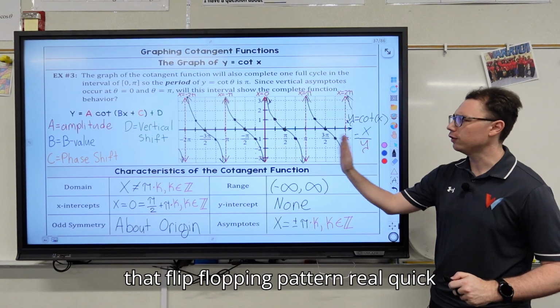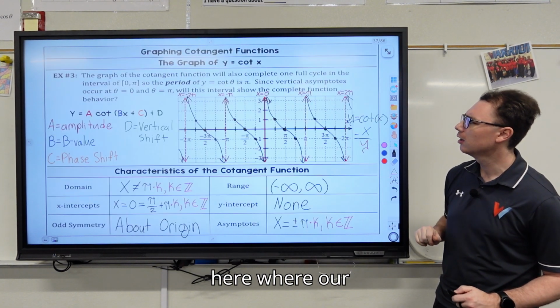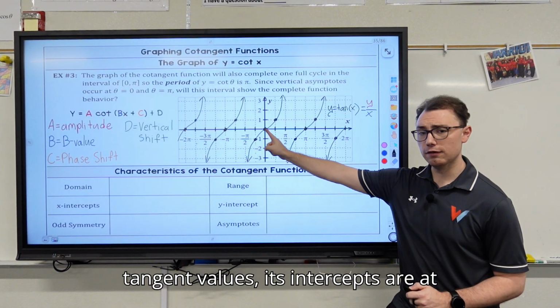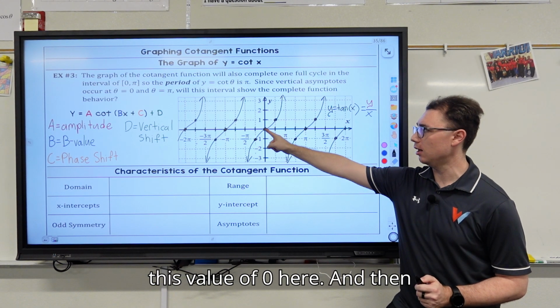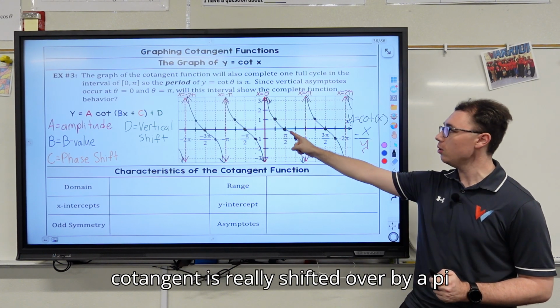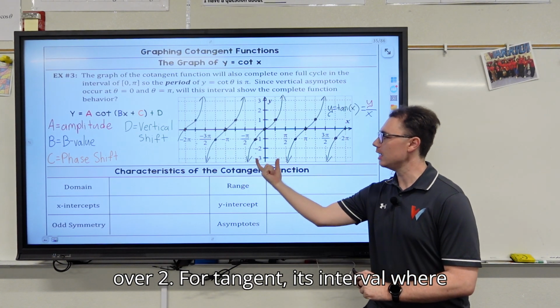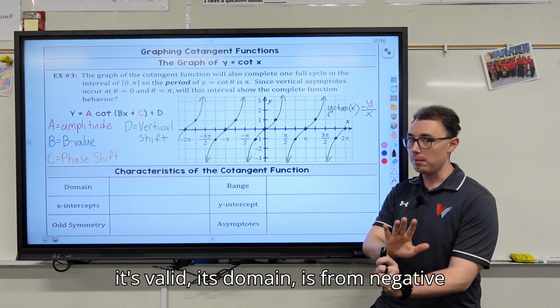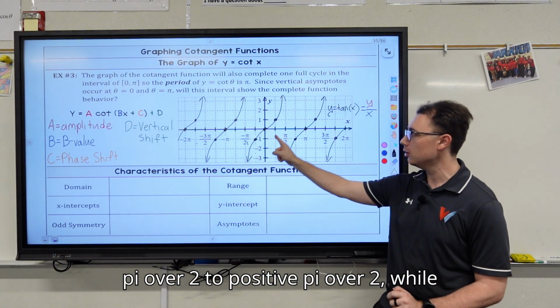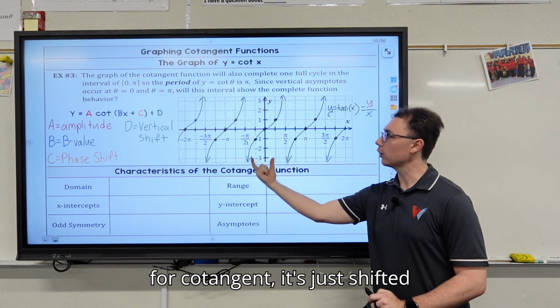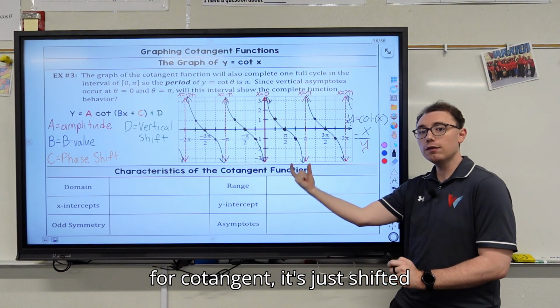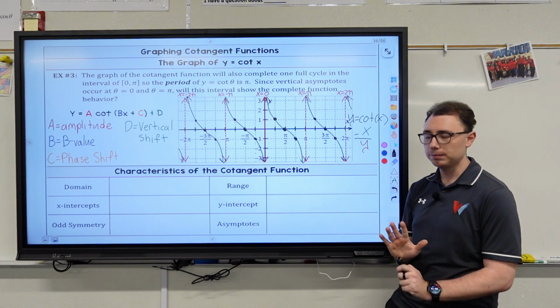We can go back to that flip-flopping pattern real quick here, where our tangent values, its intercepts are at this value of 0 here, and then cotangent is really shifted over by a pi over 2. For tangent, its interval where it's valid, its domain, is from negative pi over 2 to positive pi over 2, while for cotangent, it's just shifted over by that pi over 2.